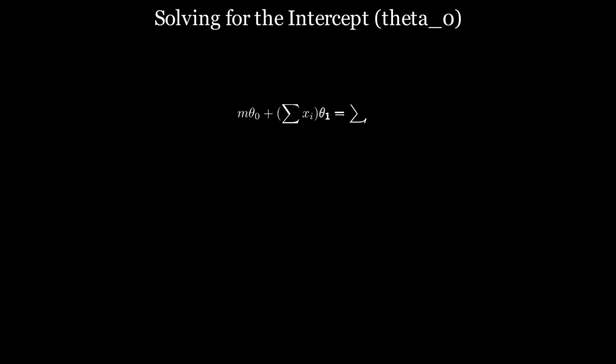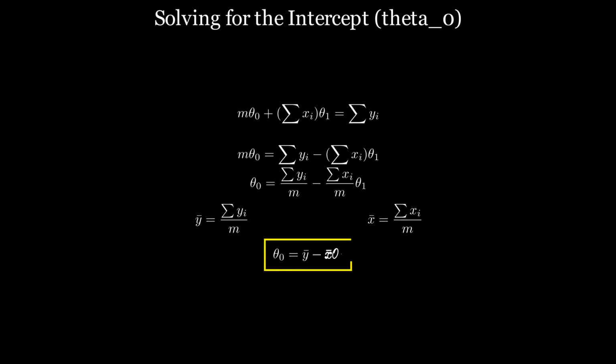Let's write out the first of the 2 equations and solve for theta 0. We can solve for theta naught by rearranging the terms. We isolate the theta naught term on the left side. Dividing by m, the number of data points, gives us a familiar expression. Recognizing that sum of y over m is the mean of y, denoted y bar, and sum of x over m is the mean of x, denoted x bar, we get the formula for the intercept.